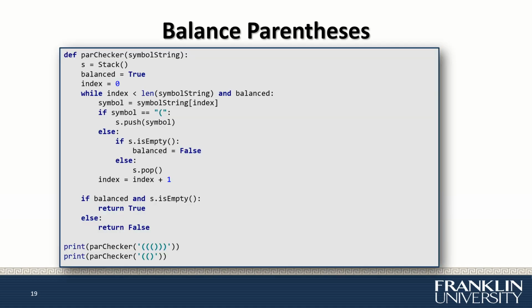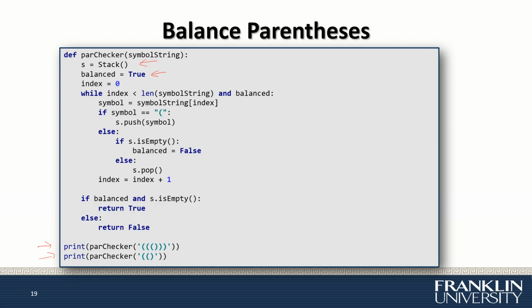And here's the code, the parenthesis checker, and I have two test cases at the bottom. One is balanced, the second one is not balanced. So I pass in the string of openings and closings. I create an empty stack, set balance to true, and index to 0. Why am I using an index? Because I have to use a while loop and not a for loop to go through the symbols, because I have two conditions.